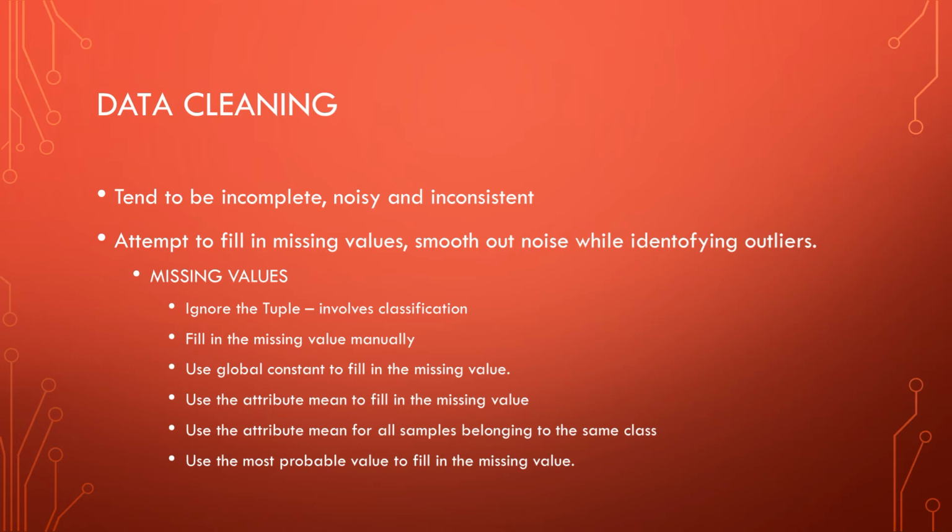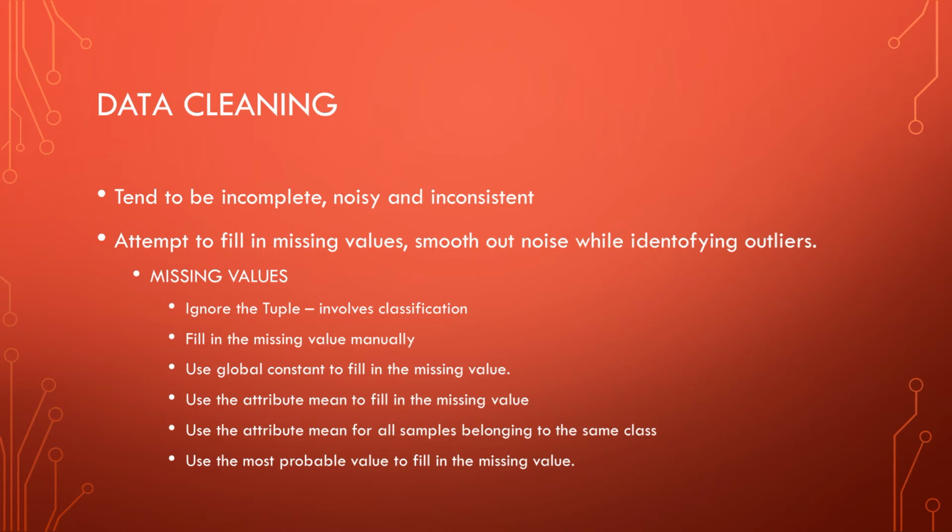This method in general approach is time-consuming and may not be feasible given a large data set with many missing values. Number three is the use of a global constant to fill in the missing value. We are going to replace all missing values by the same constant, such as a label like "unknown." If missing values are replaced by, let's say, "unknown," then the mining program may mistakenly think that they form an interesting concept since they all have a value in common, that is "unknown." Hence, although this method is simple, it is not foolproof.